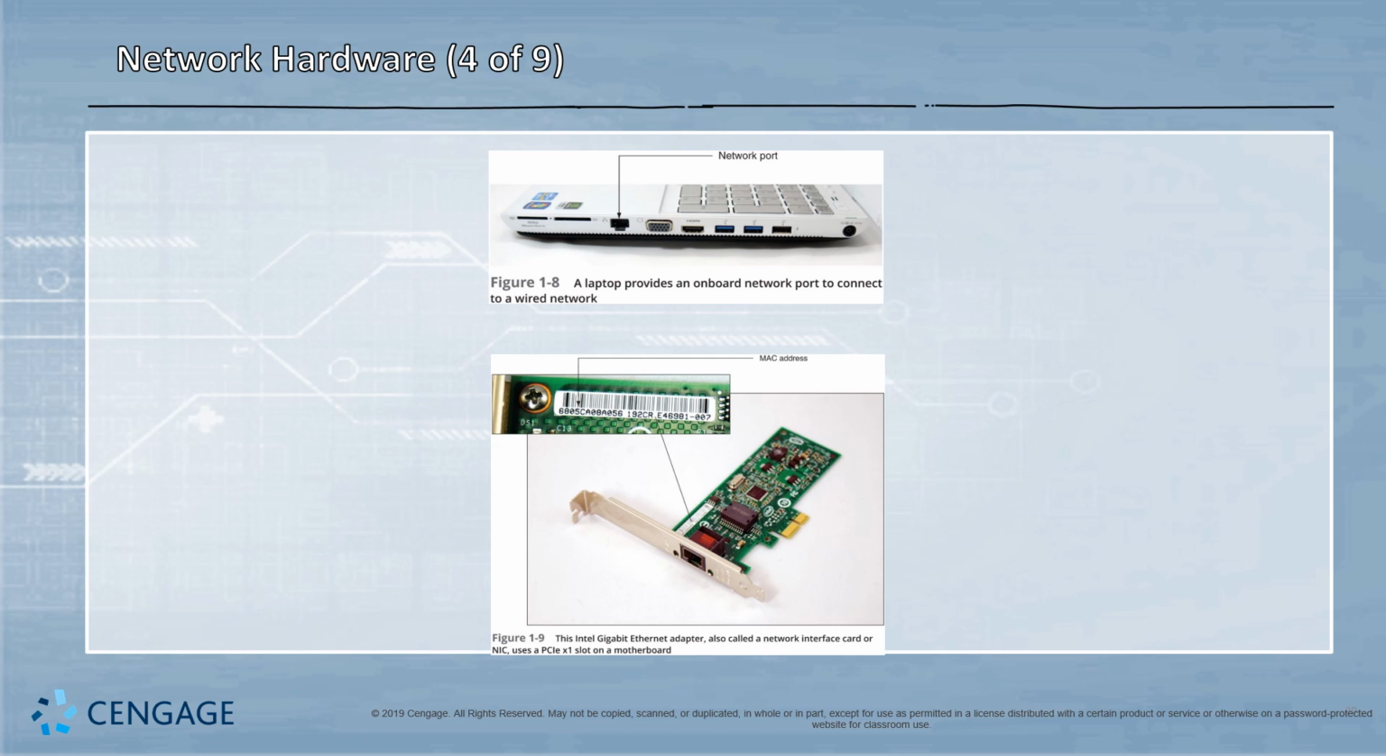Here we see a laptop providing an onboard network port to connect to a wired network. So there's that RJ45 I was telling you about. I'm sure that does also have a wireless NIC that it can use to contact via Wi-Fi.